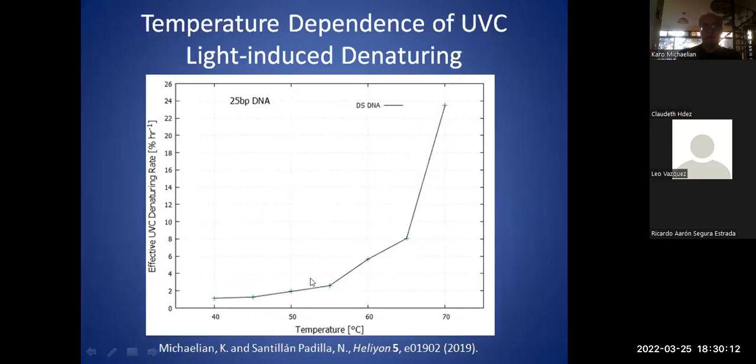And if we plot that as a function of temperature, we get light-induced denaturing as a function of temperature. And as you see, as we get close to the denaturing temperature, we get a very large increase. So this is effective UVC denaturing rate in percent per hour, which increases from like 1% all the way up to 24% here at 70 degrees centigrade.